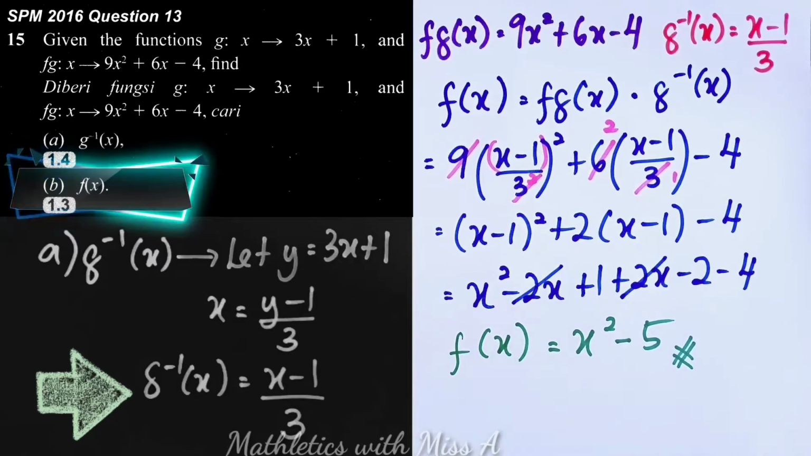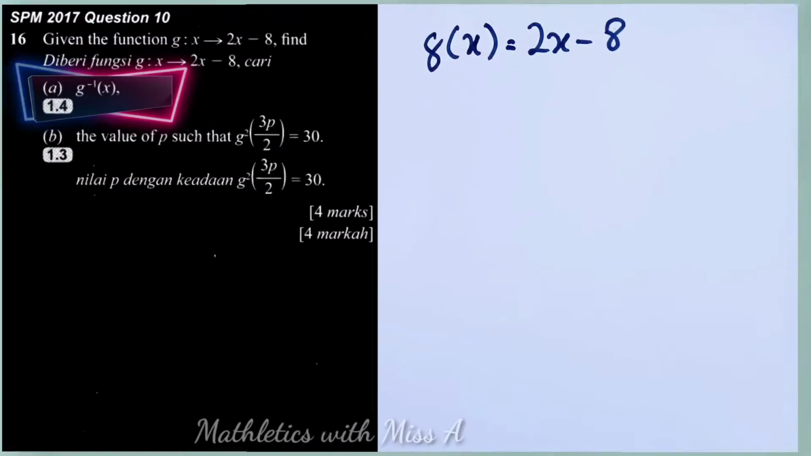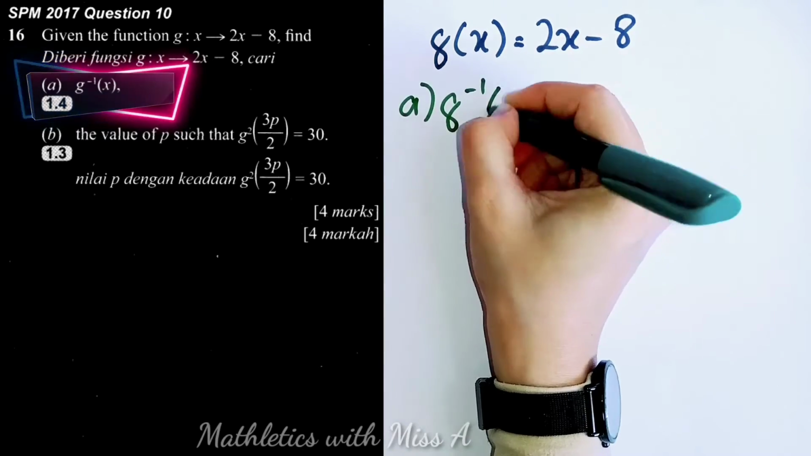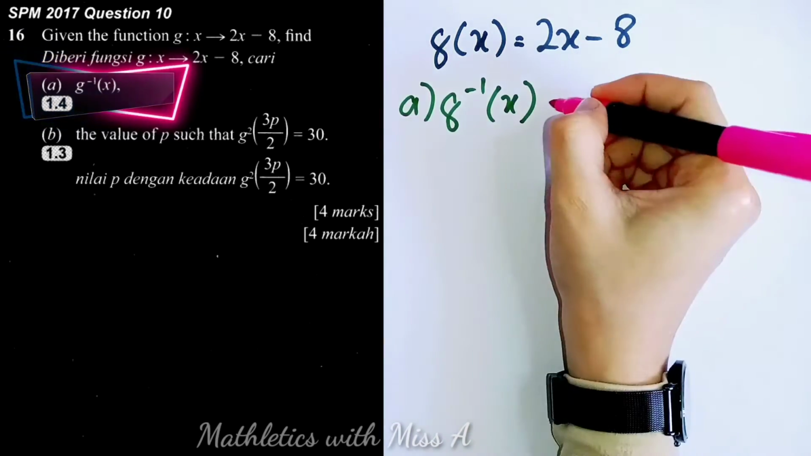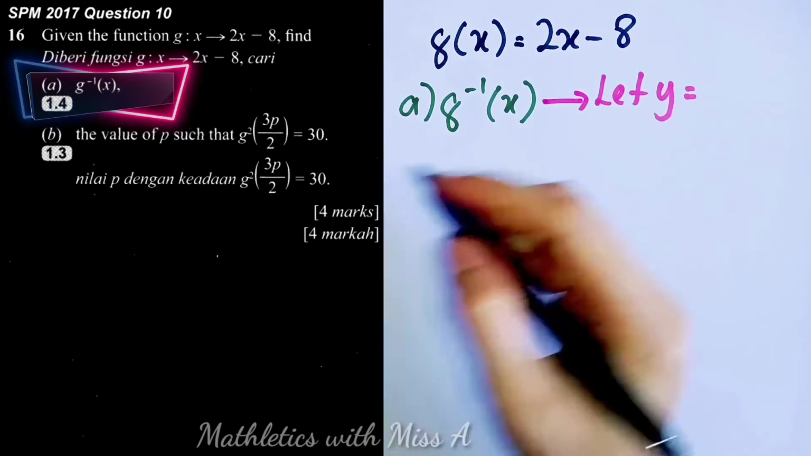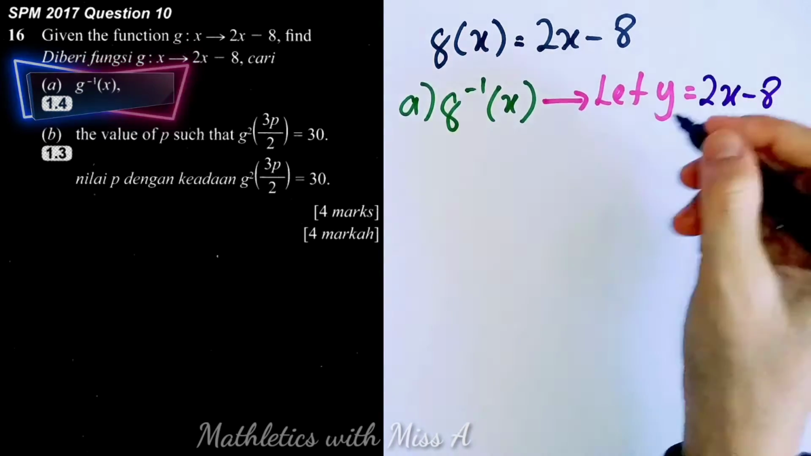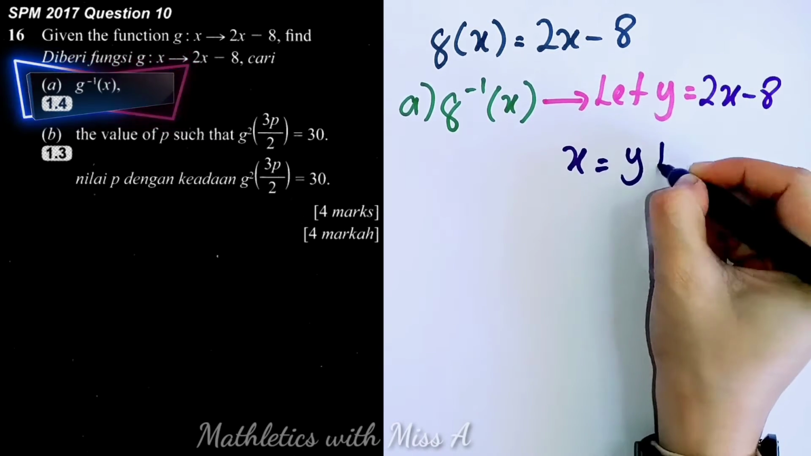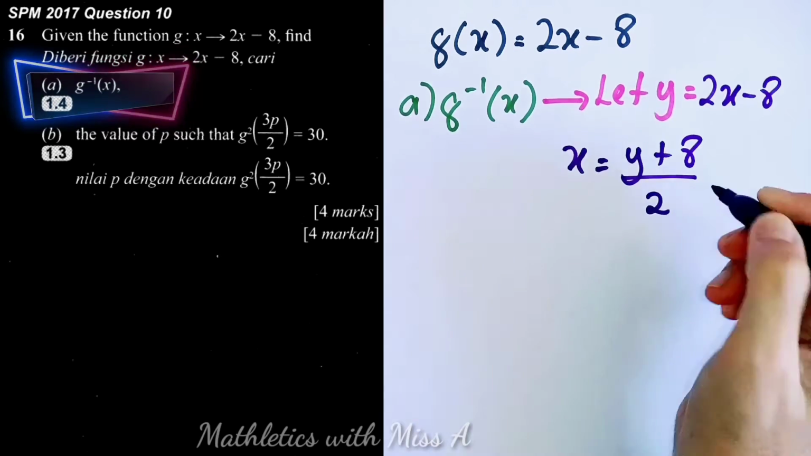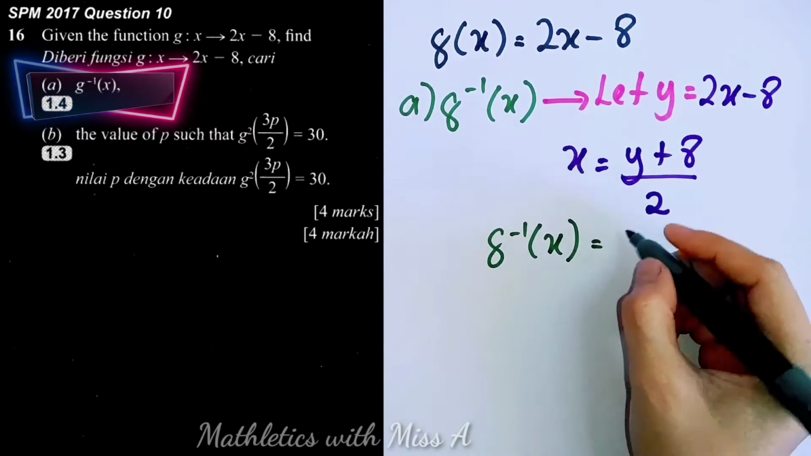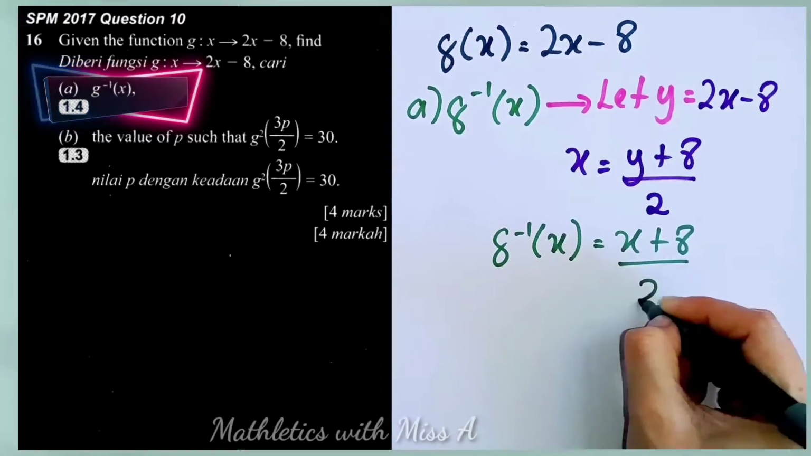Diberi fungsi g(x) equals to 2x minus 8. So if g inverse x by using let y equals to 2x minus 8. So x equals to y plus 8 over 2. So g inverse x, masukkan nilai x semula. So x plus 8 over 2.